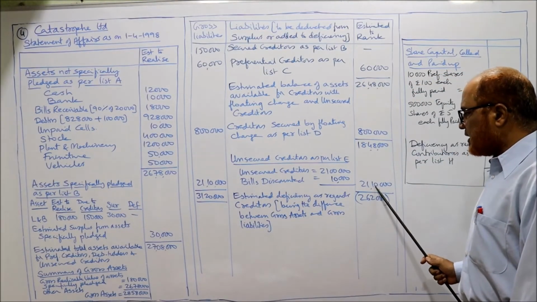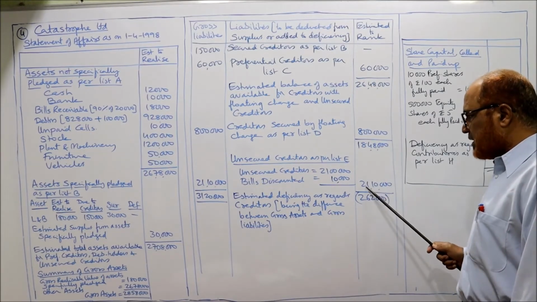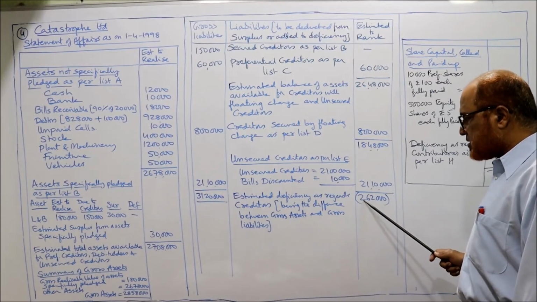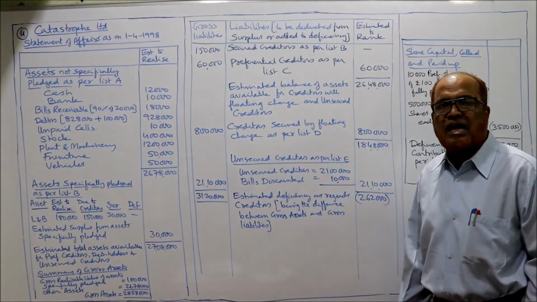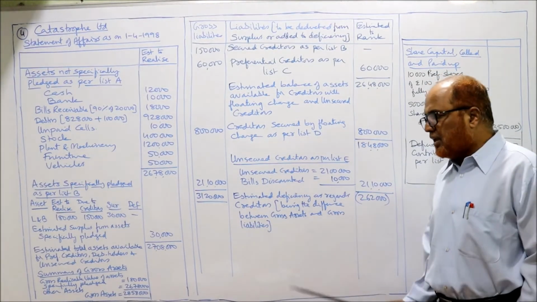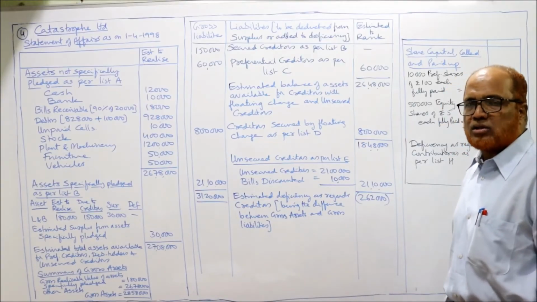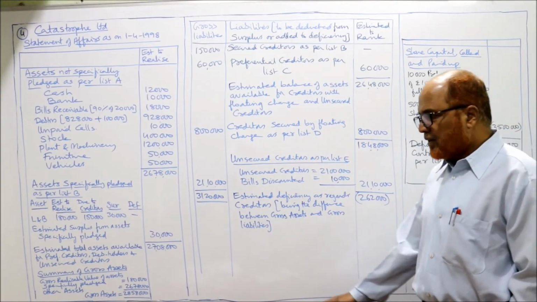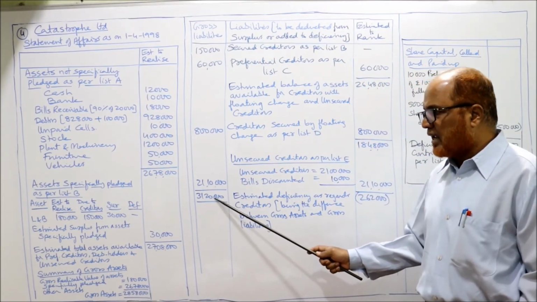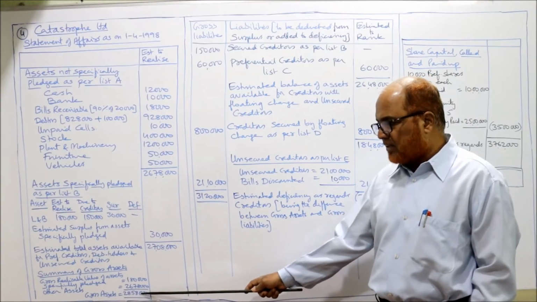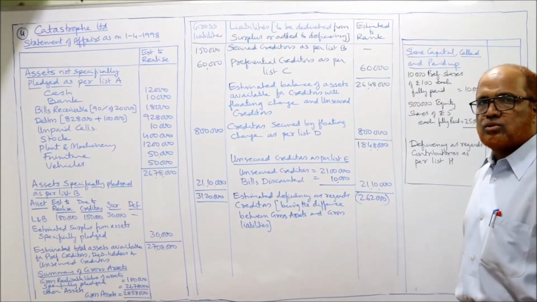Now 21,10,000 should be deducted from 18,48,000. 18,48,000 minus 21,10,000 you will get minus 2,62,000. Minus 2,62,000 means there is a deficiency as regards creditors. Deficiency as regards creditors being the difference between gross assets and gross liability. Confirm it. Gross assets are 28,58,000. Gross liability are 31,20,000. So 28,58,000 minus 31,20,000 you must get minus 2,62,000.